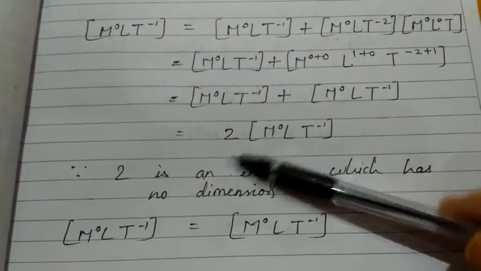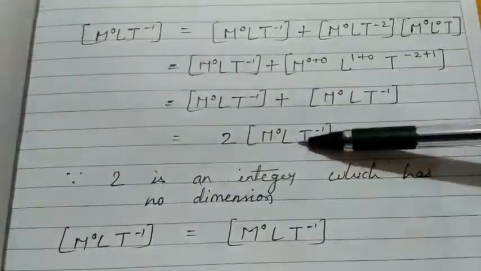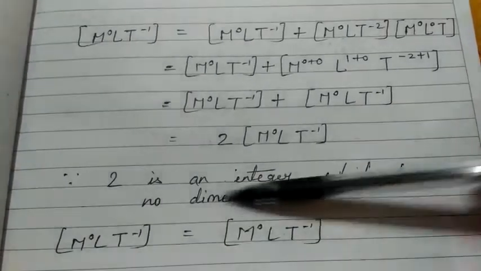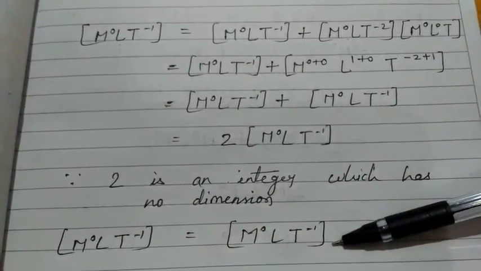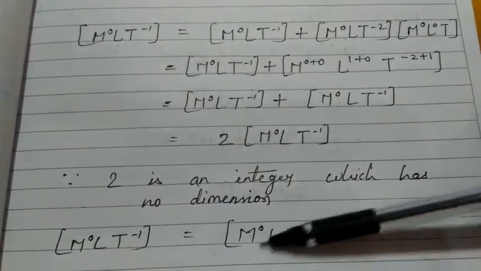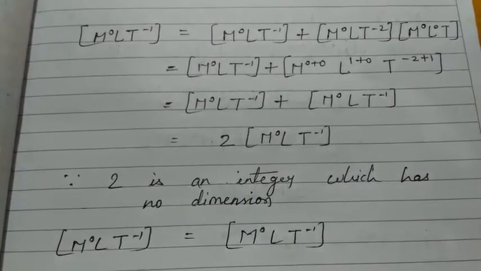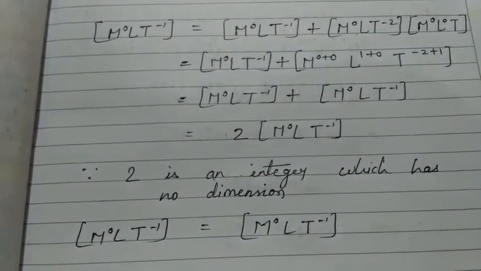After neglecting 2, at the left hand side we have M0 L T^-1. At the right hand side also we have M0 L T^-1. So here, my dear students, we have proved that this equation is correct, because at both the sides we have the same dimensional formula. Okay. So now I hope you all have understood how to check the equation.